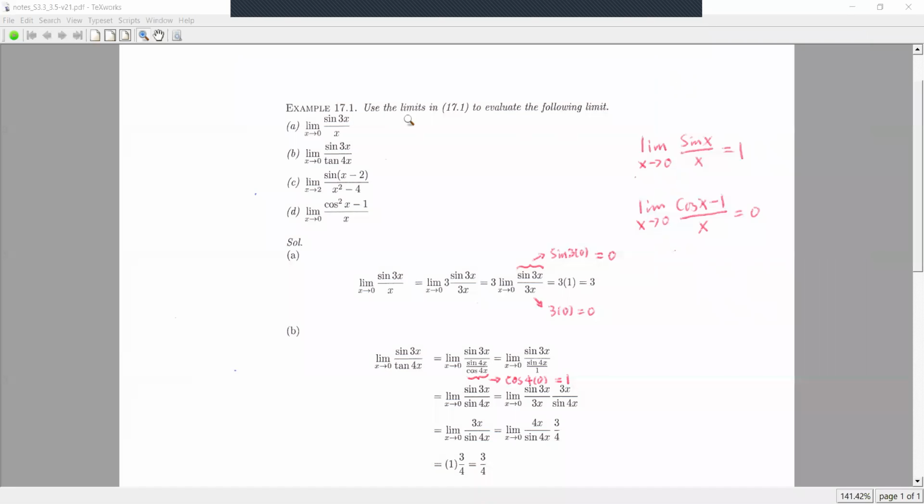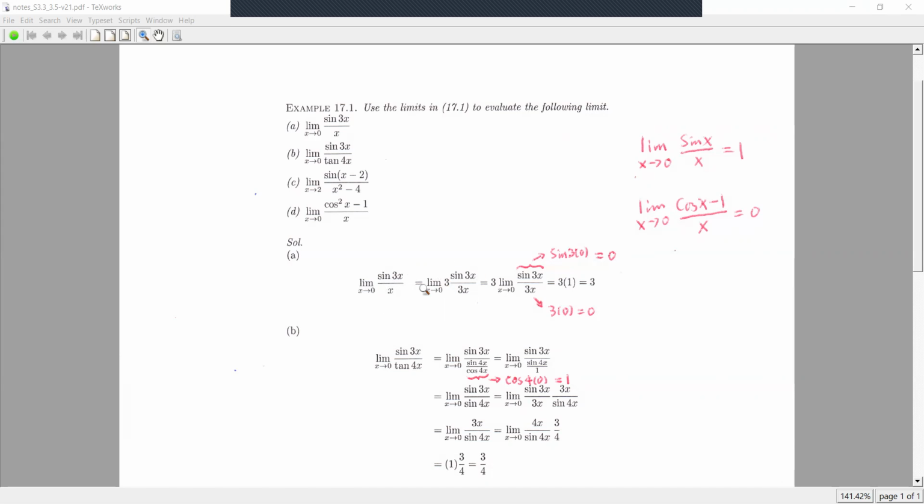Example 1. Use these two limits to evaluate the following limits. Part A, as x approaches 0, this function will approach some number. We need to determine that number. The number is this limit. About the function in this limit, the argument of sine is 3x. The denominator is just x. They are different. So we write this function as this function.